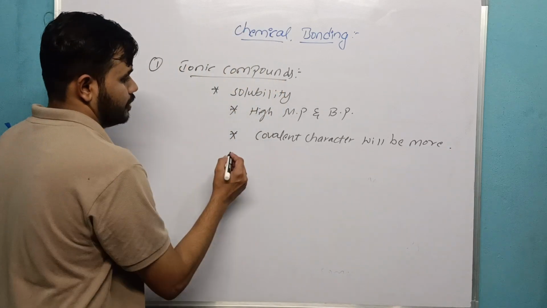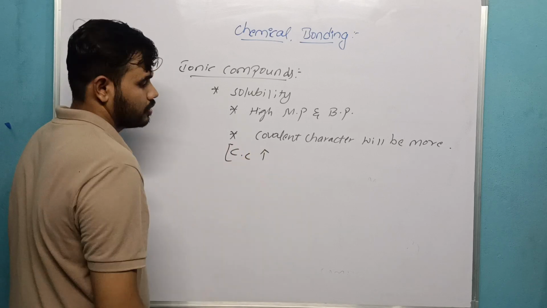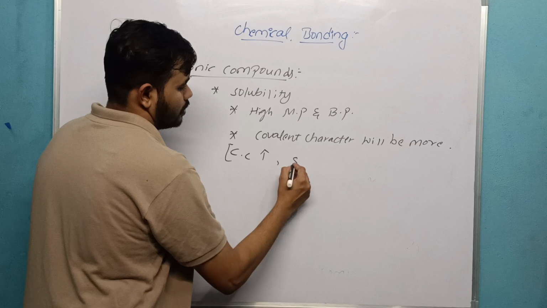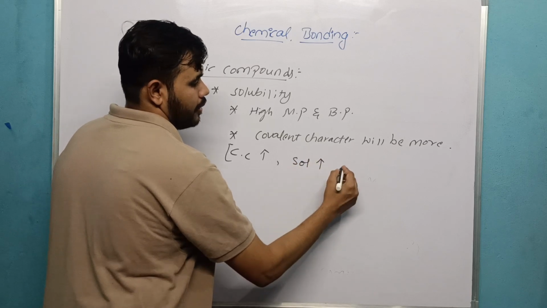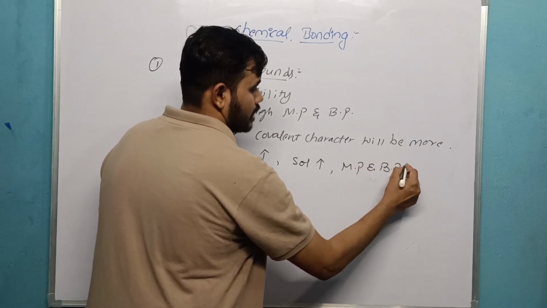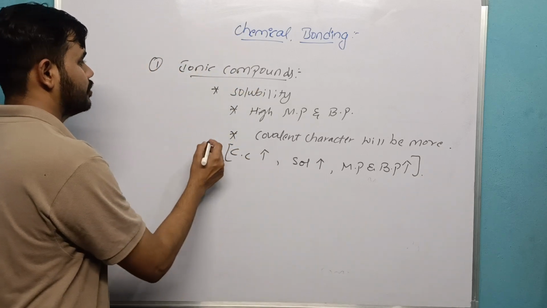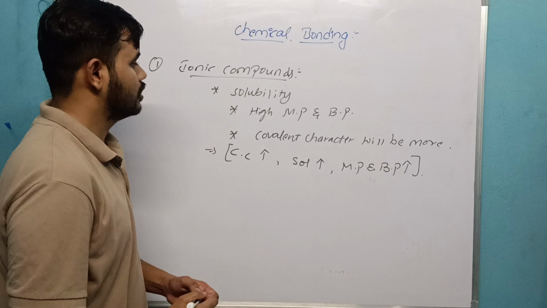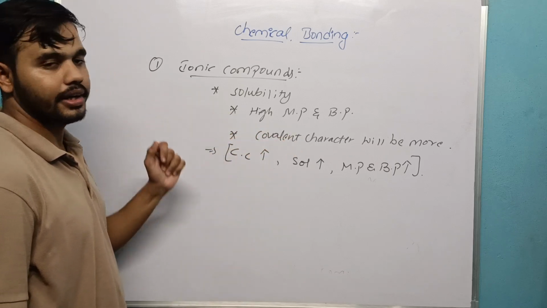We can tell like this: if covalent character is more, solubility will also be more, and melting and boiling points will also be more. This is one shortcut to remember the solubility and melting points and covalent character of ionic compounds.